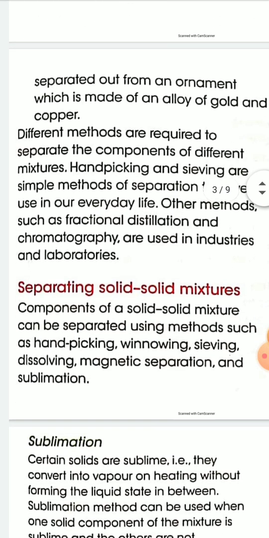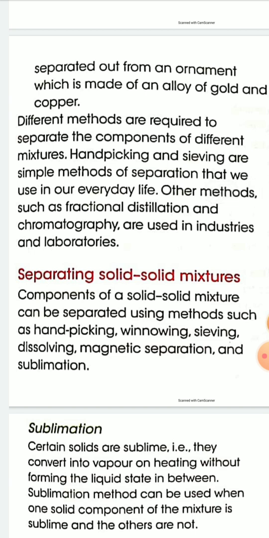Now different methods are required to separate the components of different mixtures. Hand picking and sieving are simple methods of separation that we use in our everyday life. Other methods such as fractional distillation and chromatography are used in industry and in laboratories. So now, first, separating solid mixtures. The components of a solid mixture can be separated using methods such as hand picking, winnowing, sieving, dissolving, magnetic separation, and sublimation.